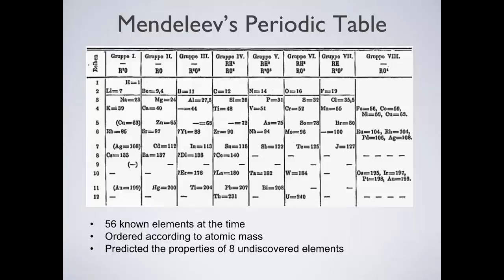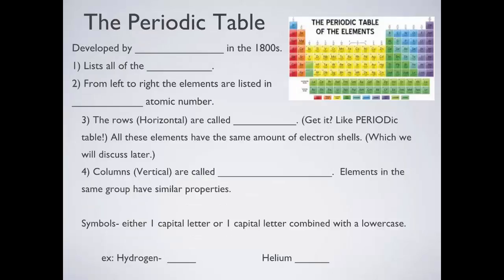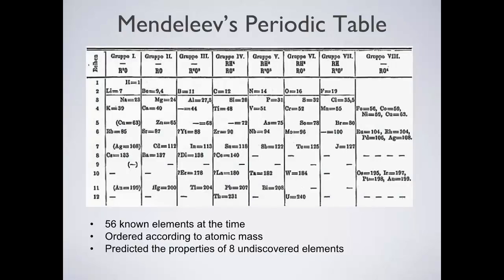So this allowed scientists to start to come up with a systematic way to understand the various elements. Tomorrow we'll talk a little bit more about how we use the periodic table and what the numbers on it represent.